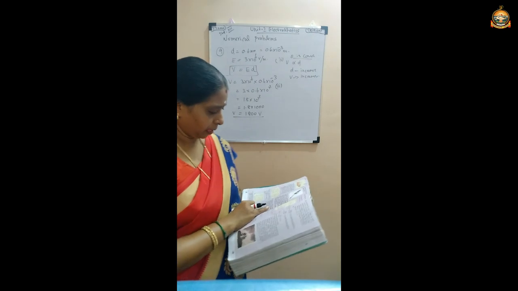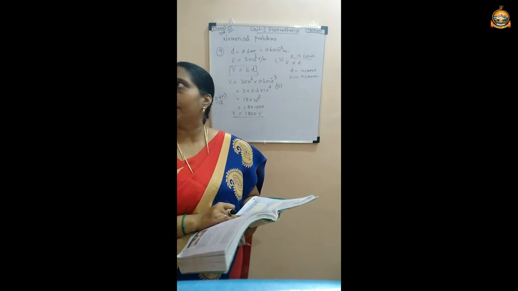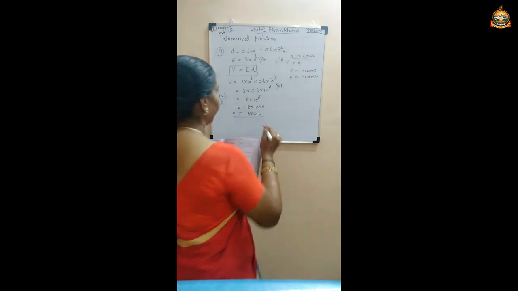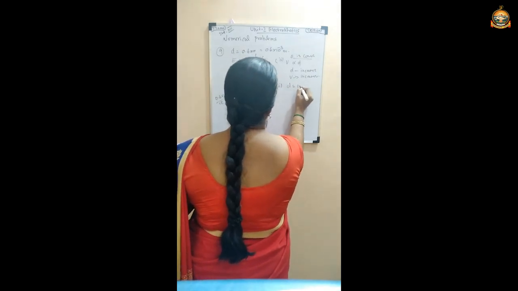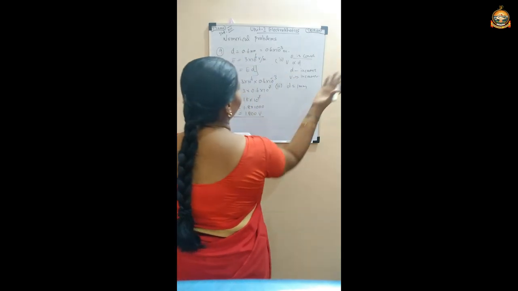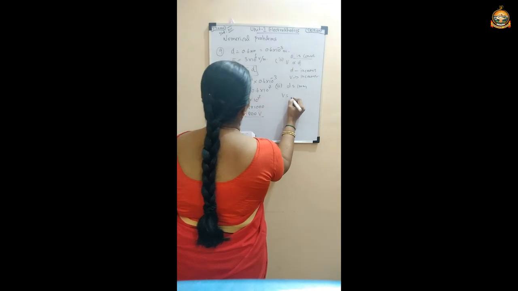Third one. Find the potential difference if the gap is 1 millimeter. The gap is 1 millimeter. See, if the D is 1 millimeter. I already told, if D increases, potential also increases. What about this V? V is equal to what?